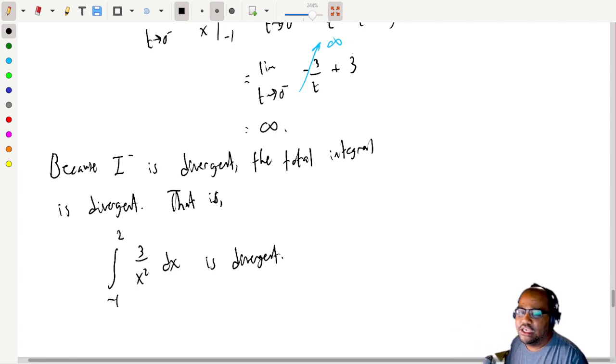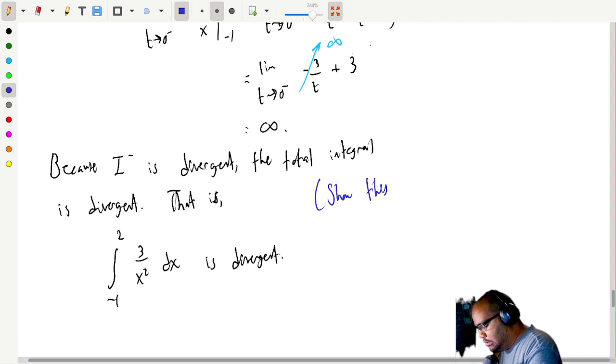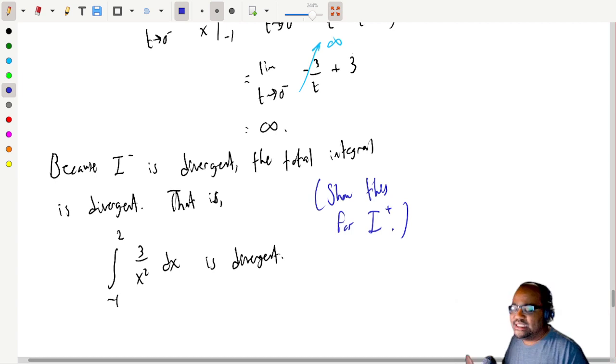That's the idea. You can also show this with the integral I plus, and I encourage you to do that. Show this for the integral I plus. Same results, but it's enough to show that one of the integrals fails to converge.